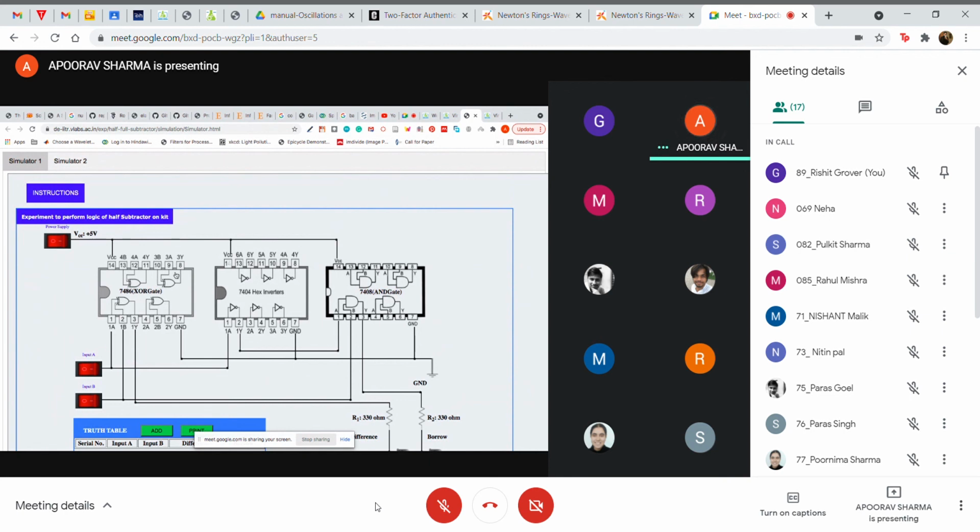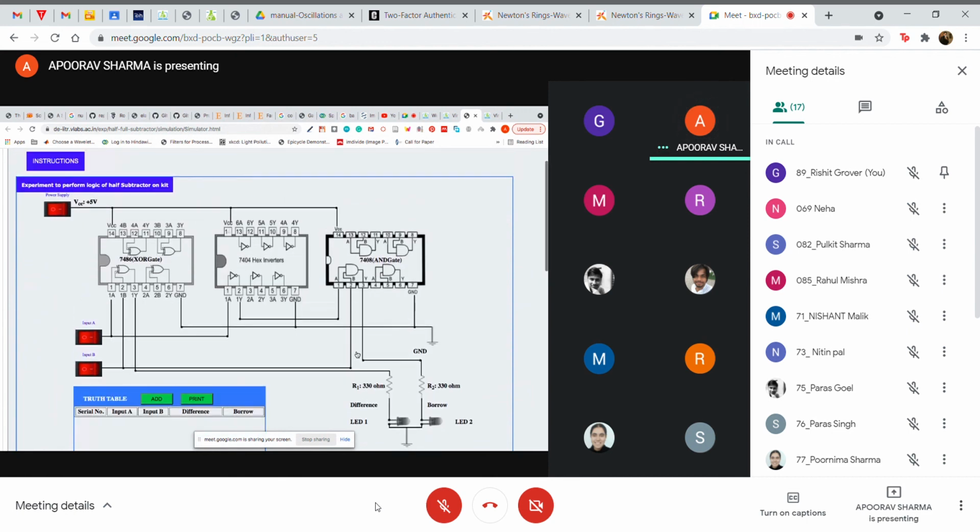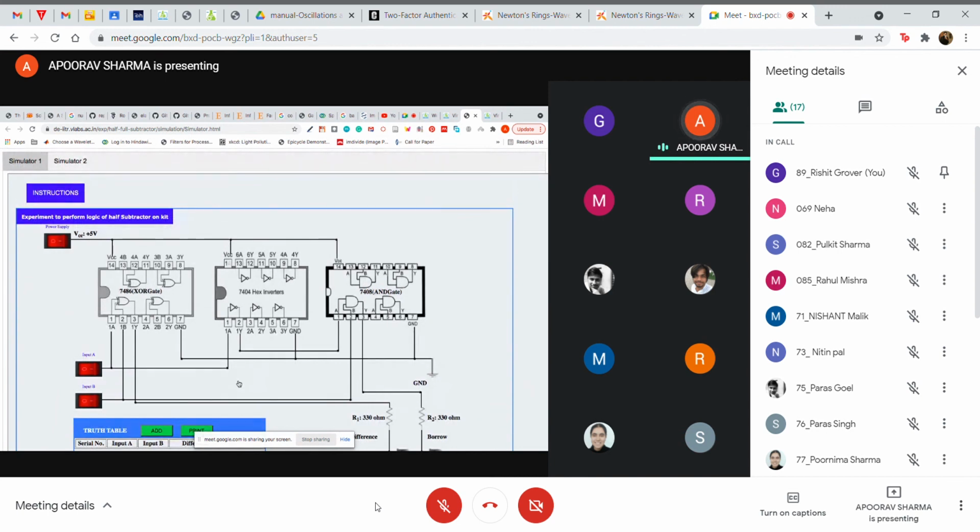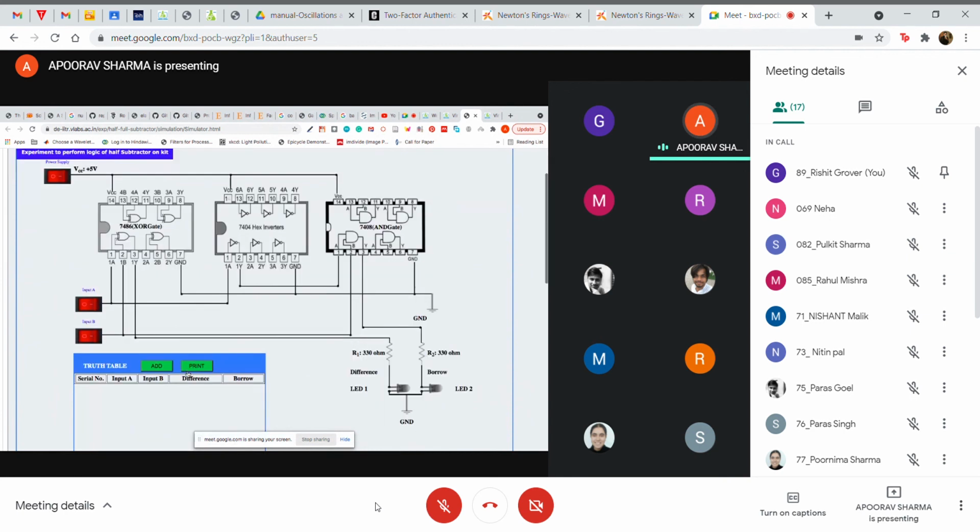Okay. So if you see, look at the circuit. What they have used is the 7486 XOR gate IC. Some inverters are used and your AND gate ICs. This is your half subtractor circuit. So there is no use of OR gate and all those gates. Only 3 gates are used, so three ICs are used.